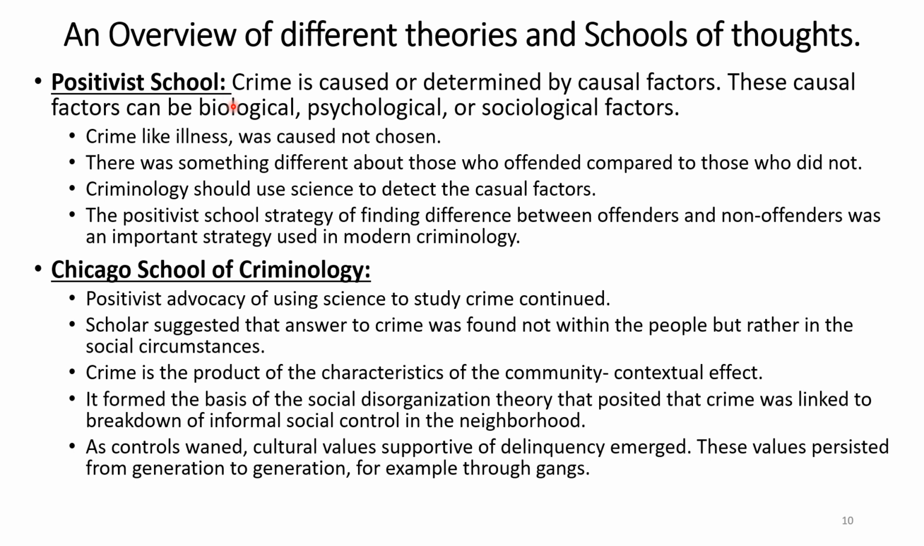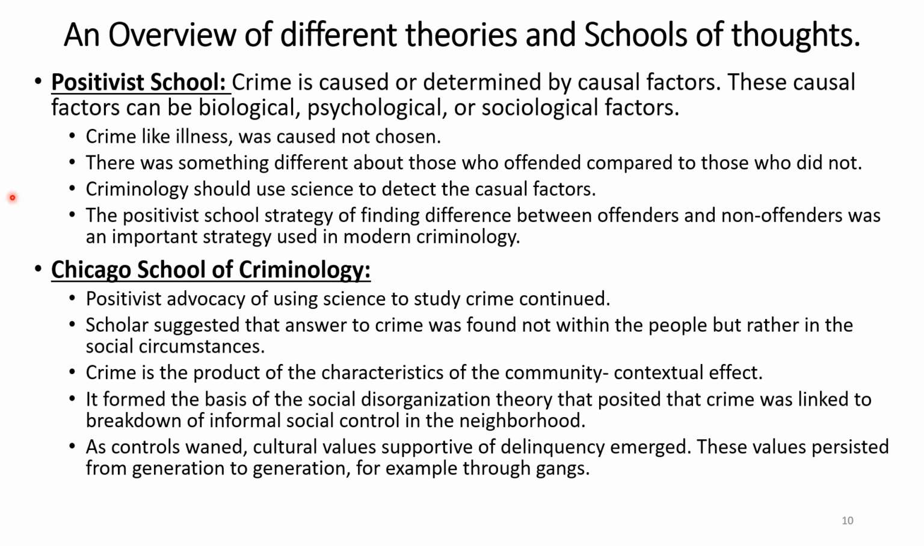The positivist school is based on the idea that crime is caused or determined by causal factors. These causal factors could be biological, psychological, or sociological factors. The positivists believed that crime was like an illness and it was caused by some factors and not chosen by the individual committing the crime. There was something different between an offender and a person who did not commit crimes. The goal of criminology was to scientifically detect these causal factors. By finding these differences between offenders and non-offenders, the identified factors could be used as a strategy to mitigate crime in society.